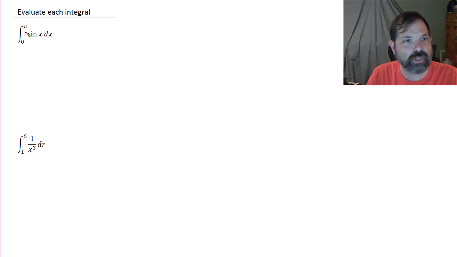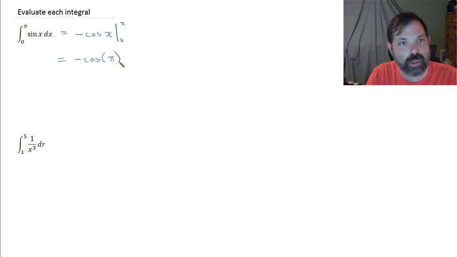Let's integrate from 0 to pi sine x dx. The antiderivative of the sine function is negative cosine. So I'd have negative cosine x from 0 to pi. So then that would be negative cosine of pi minus, be careful here, negative cosine of 0.